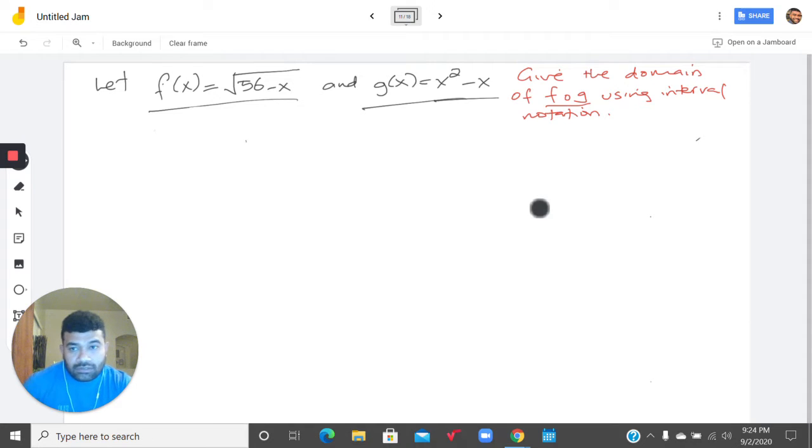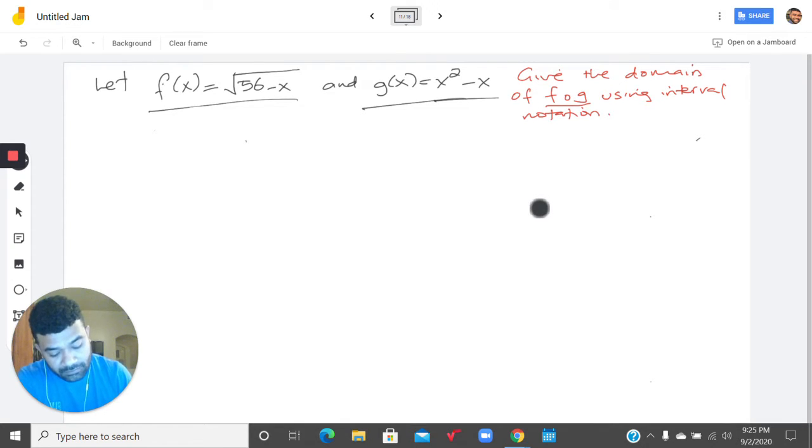The question is, let f of x equals the square root of 56 minus x and g of x equals x squared minus x. And it says give the domain of f of g using the interval notation. So now we know that there are two functions, right?